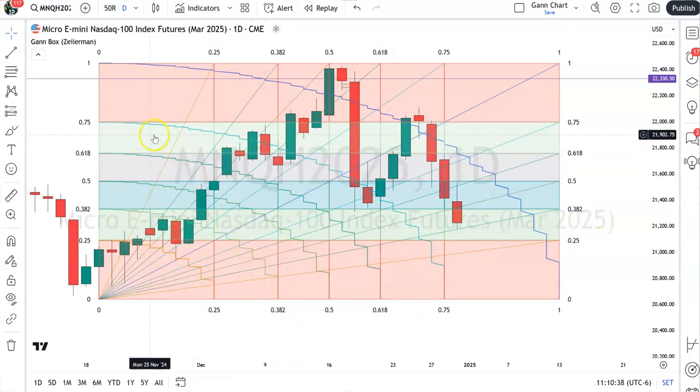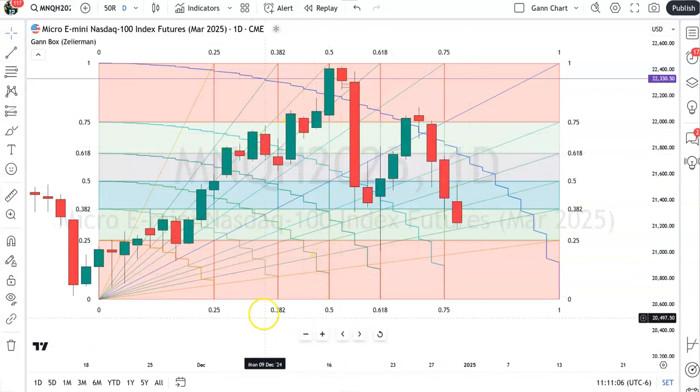And the subject of this video is something that I've recently started using as one of the tools for predicting price movement, support, resistance, etc. And on TradingView, it's an indicator called the Gann box by Zierman. It's a free indicator. And this is a daily chart that I have on my screen right now. I'm on Central Daylight Time, not that it matters for this particular chart.